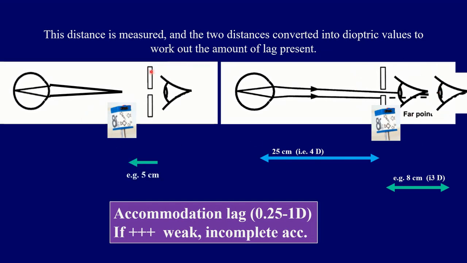In this example, originally the distance is 25 centimeters, which is 4 diopters. If the reading target was closer by 5 centimeters, this is 20 centimeters from the patient, so now this is 5 diopters. So here we have 4 diopters and this distance is 5 diopters. So we know that the amount of movement here is 1 diopter. So if this distance is half or up to 1 diopter, we know this is accommodative lag. But if this distance is more than that, then this person has incomplete or weak or insufficient accommodation.